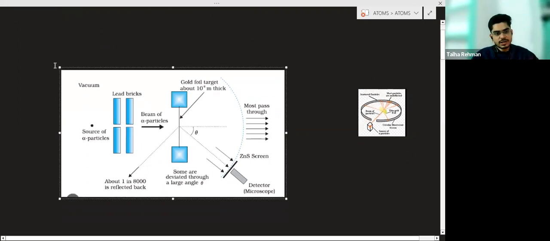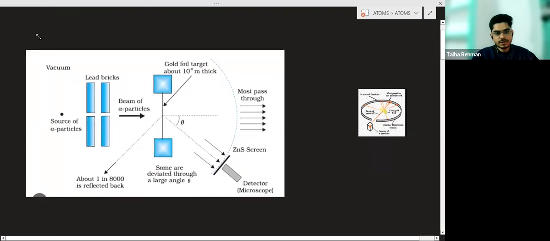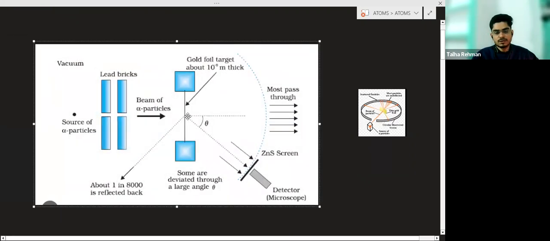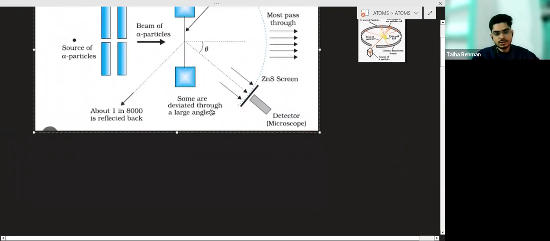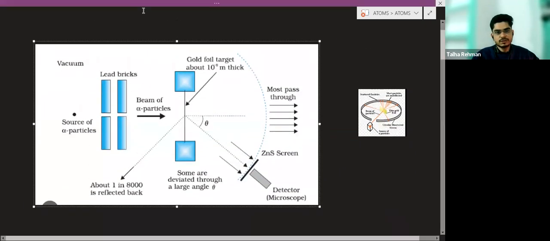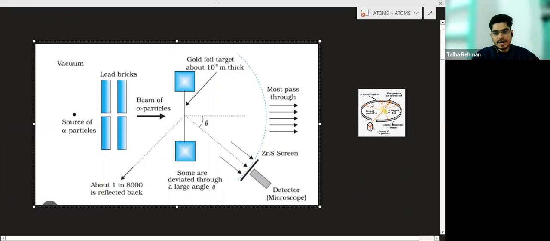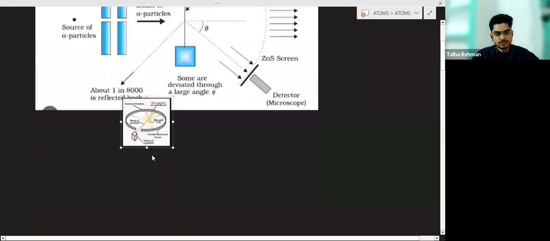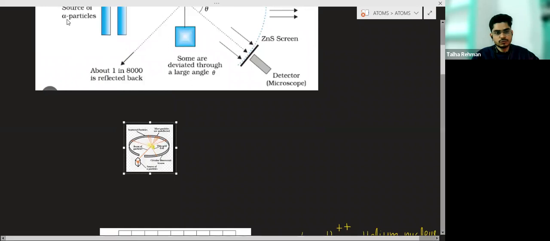So I have taken this from the NCERT. This diagram is given in the NCERT. Basically, this is how the experiment will look. This is the three-dimensional view.